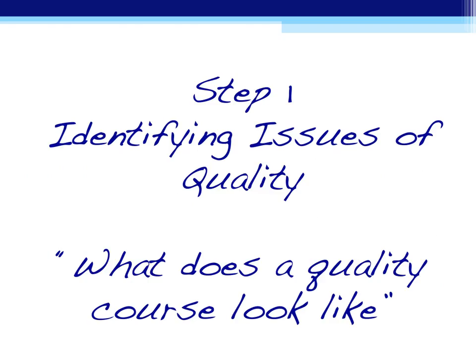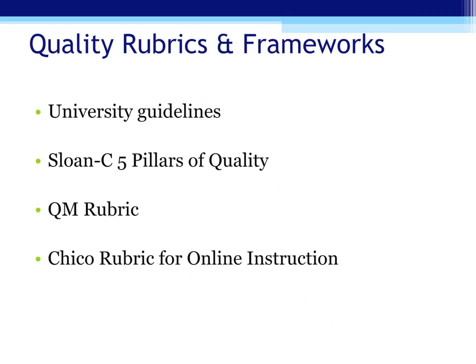Identifying issues of quality is our first step. Understanding the elements of a quality course and knowing what a quality course looks like before you do any other design work gives you significant guidance for your design. Of course, you should definitely find out what type of quality guidelines your university, college, or department has in place. There may be certain things they want included in every course as part of their quest for quality.